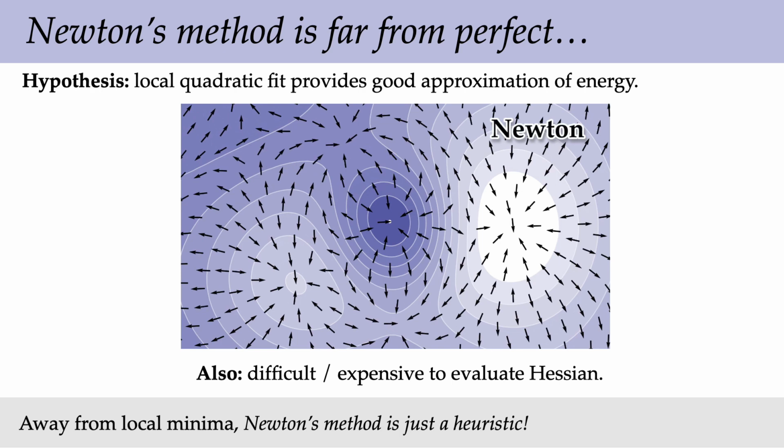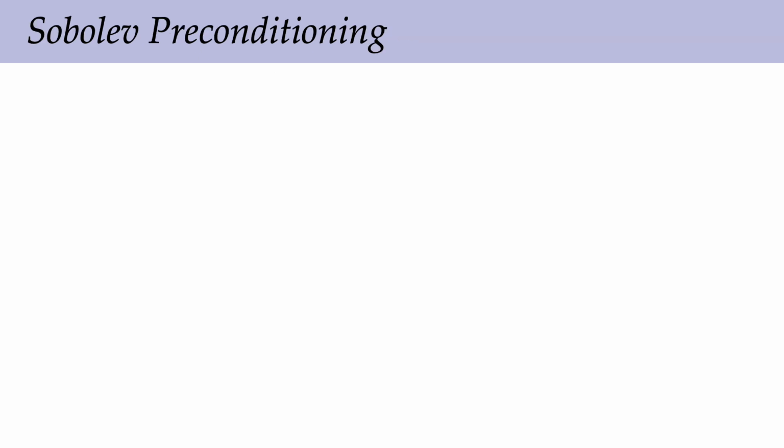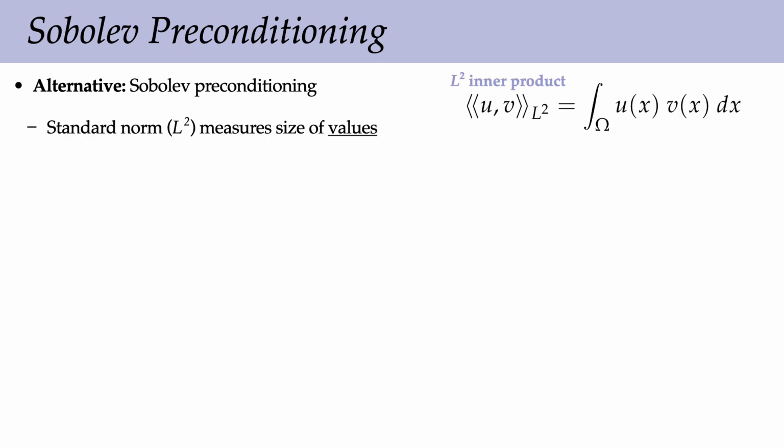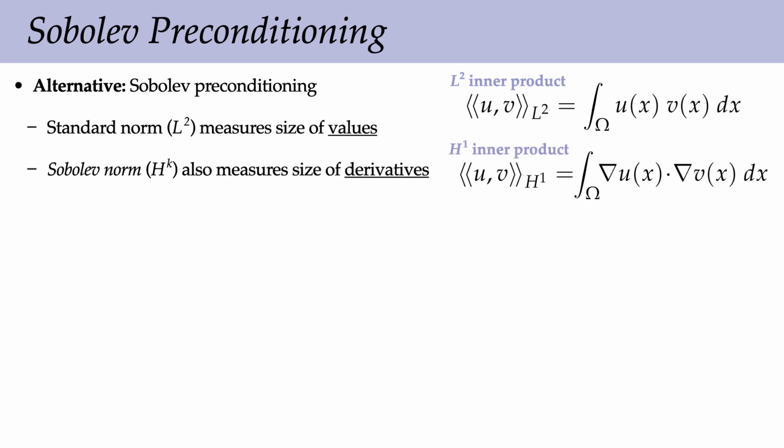So we'd like a scheme with the good local convergence behavior of Newton, but that works a bit better for repulsive energies. And our alternative is to use Sobolev preconditioning, which replaces the Hessian with a Sobolev inner product. So what's a Sobolev inner product? Well, the standard L2 norm, or L2 inner product, just measures the size of the function values themselves. For instance, the inner product of u and v is just u times v integrated over the domain. Whereas a Sobolev norm is also going to capture the size of derivatives.